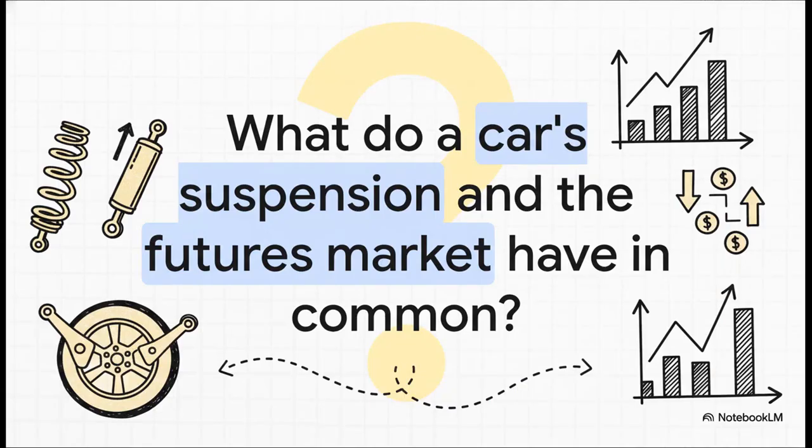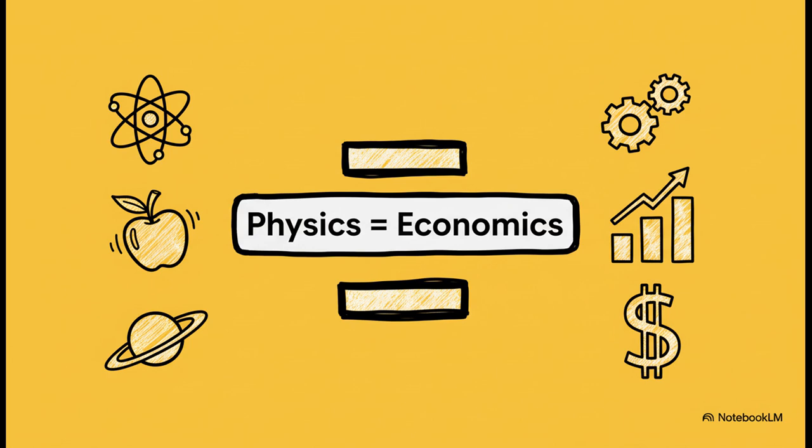So let me ask you something to get us started. What on earth could a car's suspension system possibly have in common with the financial futures market? I mean, one is all about metal and shocks, the other is finance and contracts. On the surface, it seems like absolutely nothing, but the answer is pretty surprising. Believe it or not, they both operate according to the exact same fundamental laws of motion. And that's the wild idea behind what we're going to call economic engineering.